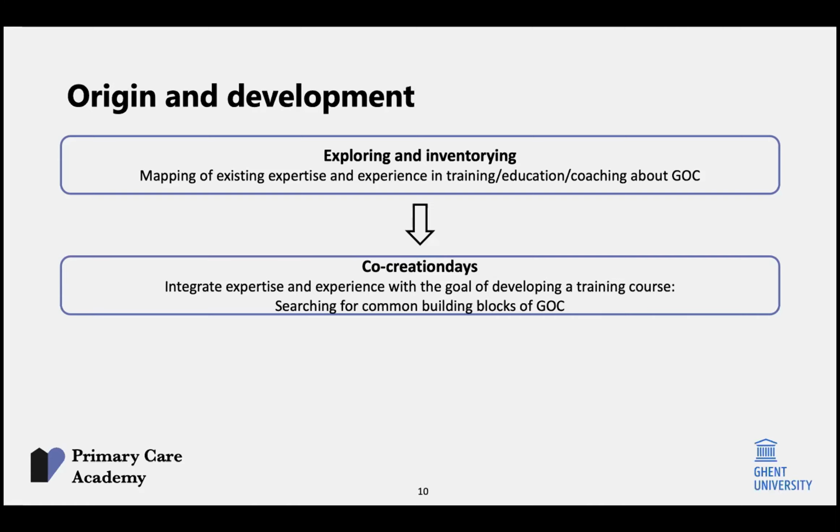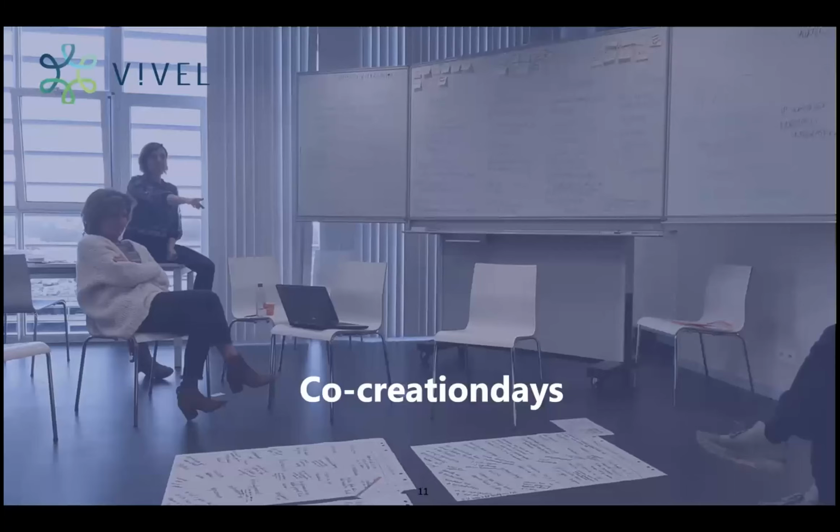To find these common building blocks, we organized different co-creation days where the concept of goal-oriented care was discussed and how it should be trained to patients and professionals. Here you get a small glimpse of what such a co-creation day would look like. As you can see, it consisted of many, many whiteboards and post-its.